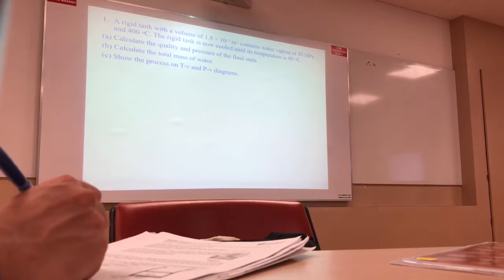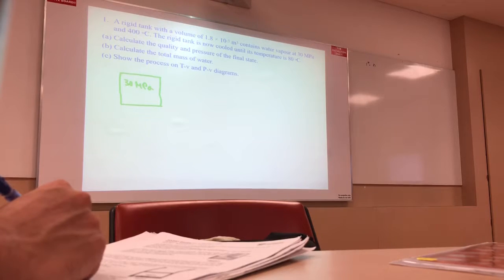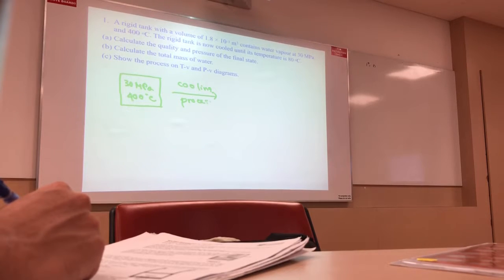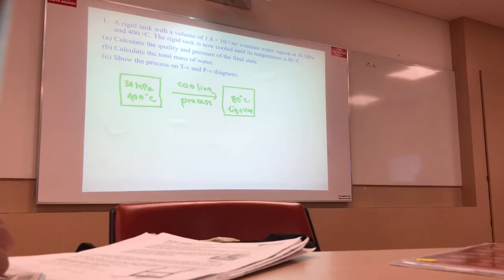Alright. So take a look. The question tells me this is a rigid tank. This is state 1. State 1 is 30 MPa and 400 degrees Celsius. And I am going to cool down the system. This is the cooling process. I can see the final temperature is 80 degrees Celsius, right? With liquid plus vapor mixture. So this is the understanding.